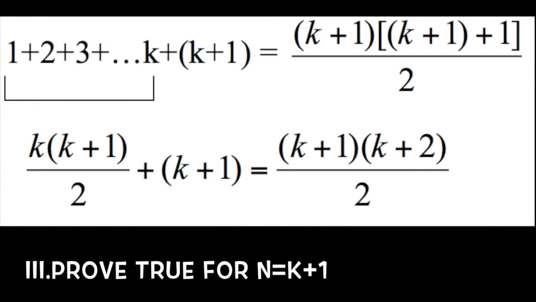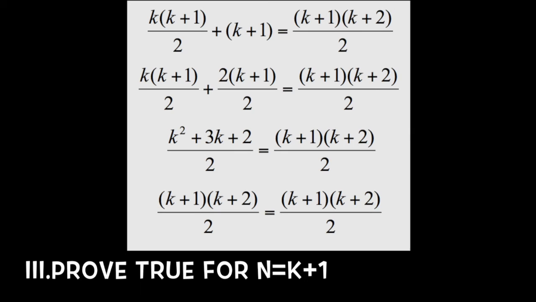The third step is to show that n equals k plus 1 is true by plugging in k plus 1 for all the k's. Then replace the series from 1 to k with k times (k plus 1) over 2, which is the assumption from step 2. So after simplifying the right side and the left side a little, we get the expression k times (k plus 1) over 2 plus (k plus 1) equals (k plus 1) times (k plus 2) divided by 2.